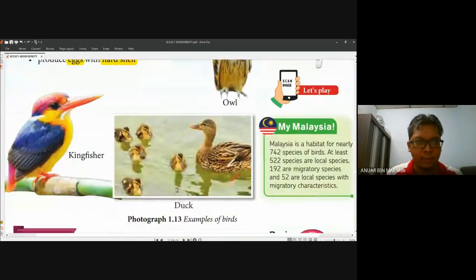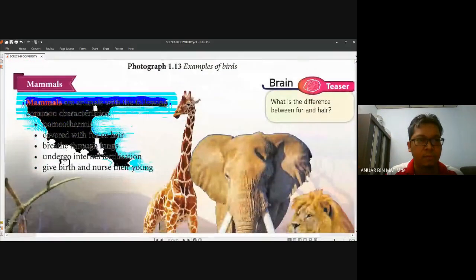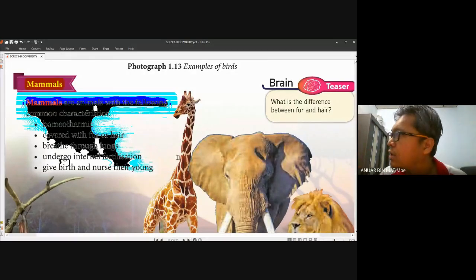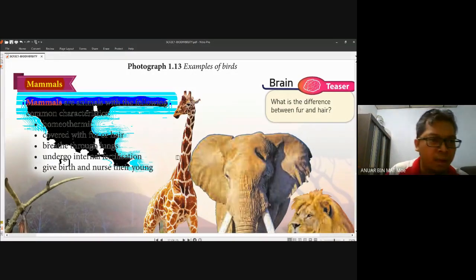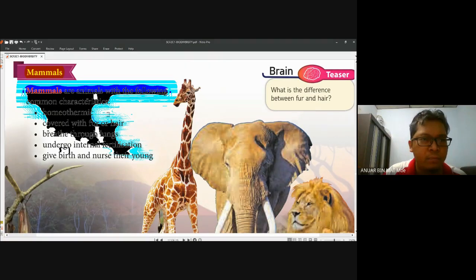Okay, next one. The last classification of vertebrate is mammals. I'm sorry, maybe you cannot see it, maybe there is some error with the textbook here. Okay, never mind. You just jump to the characteristics. Number 1, it is homeothermic, meaning that it is warm-blooded, and then it will be covered with fur and hair.